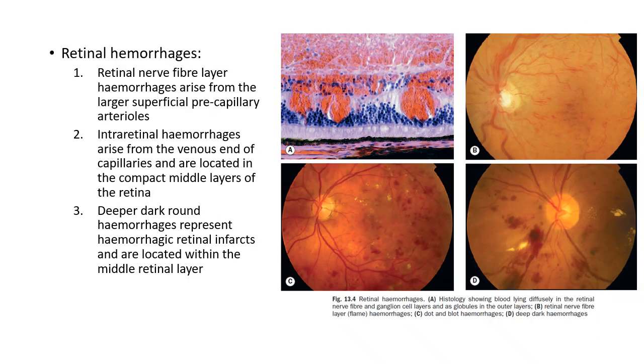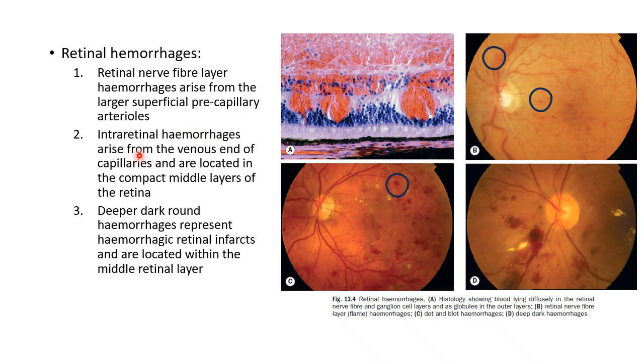Retinal hemorrhages, the second sign. Now, we saw that the capillary plexus exists at 3 levels, so the hemorrhages will also exist at the corresponding 3 levels. Retinal nerve fiber layer hemorrhages arise from the larger superficial precapillary arterioles. These represent the nerve fiber layer hemorrhages. Since the nerve fiber layer is made up of nerve fibers arranged in a very compact manner, they are flame shaped. They look like flames. Why? Because they are arranged in a compact nerve fiber layer, right? They cannot spread too much.